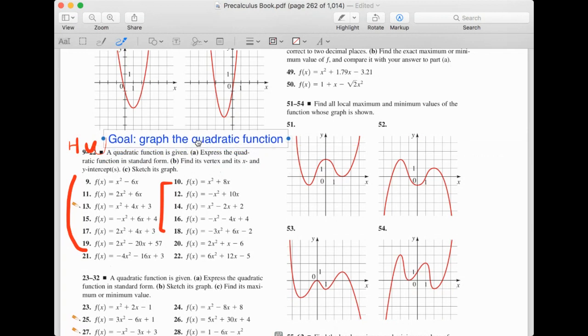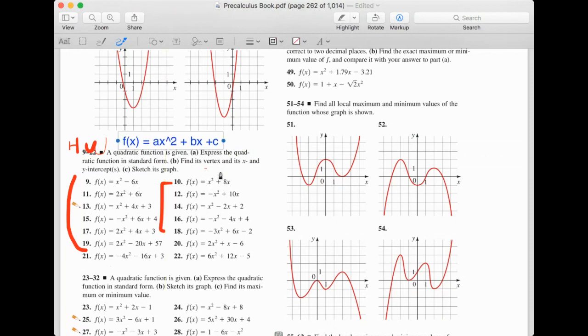Graph. Okay. So sketch is graph. Graph the quadratic. Okay, let's just follow this. Express the function in standard form. The standard form means f of x equals ax squared plus bx plus c. Okay, this is our standard form to follow. Then find its vertex, its x and y intercepts, then sketch the graph.